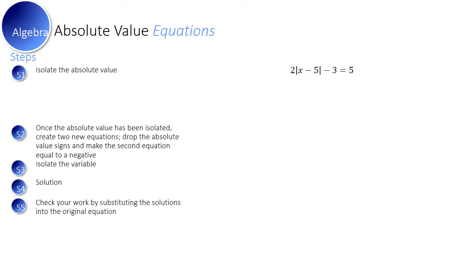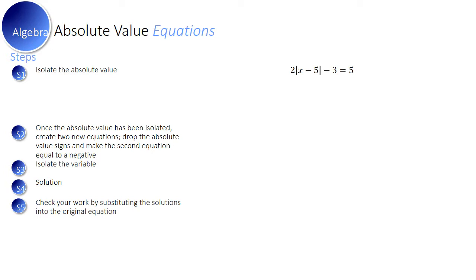In this lesson, we're going to take a look at absolute value equations and absolute value inequalities. As you can see here, we have an absolute value equation of 2 times the absolute value of x minus 5, minus 3 equals 5.